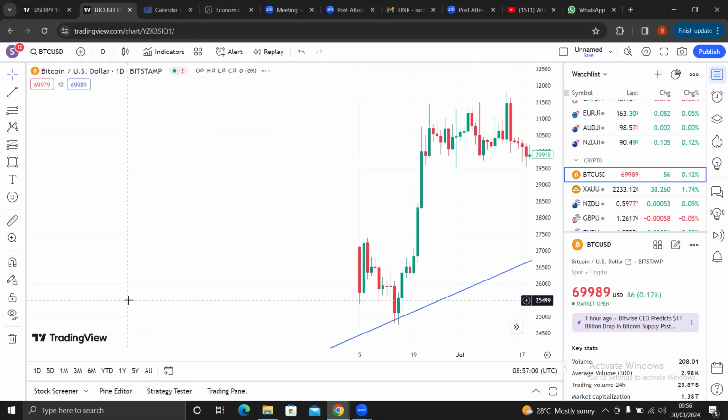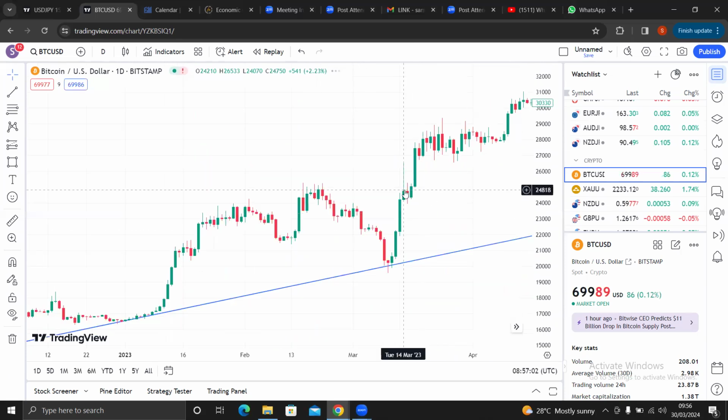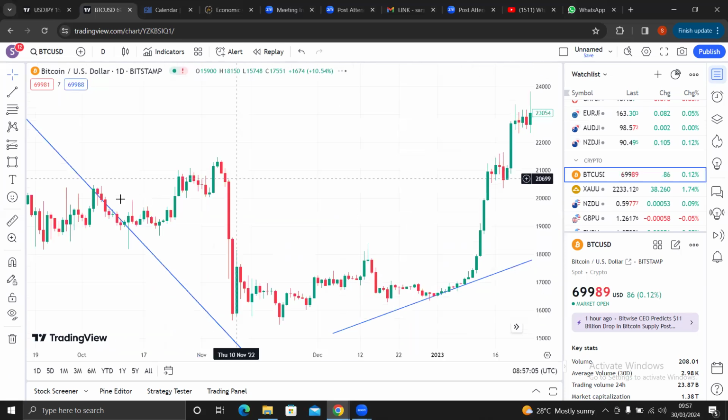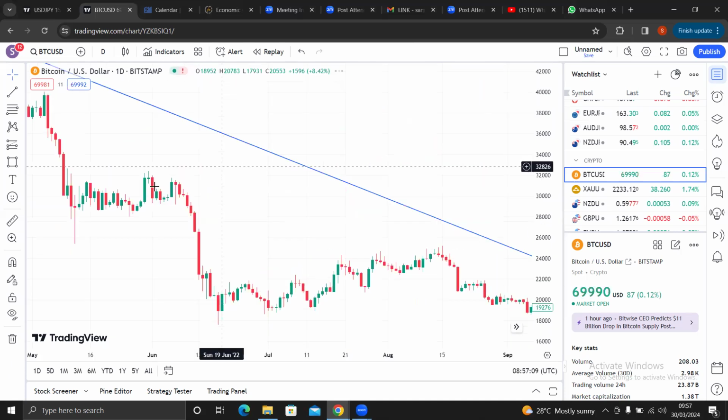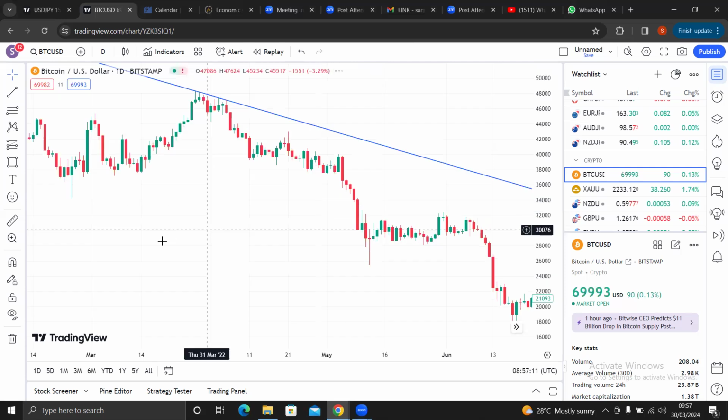That's good here, right? So let me go there. I'm just trying to do this one. And if you can draw your trend line, another thing is you can draw it on any time frame. You can draw your trend line on any time frame.